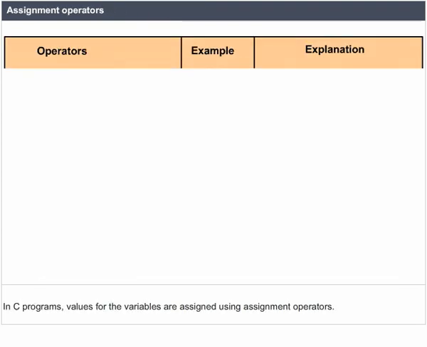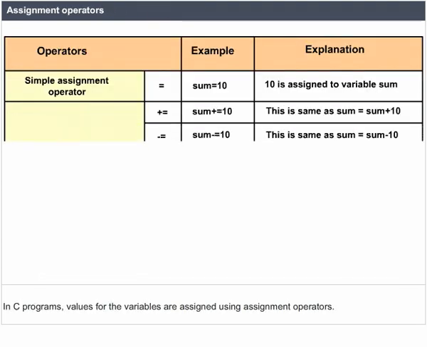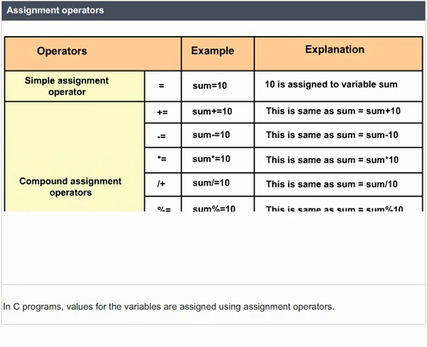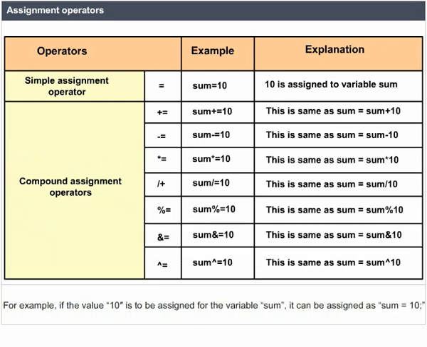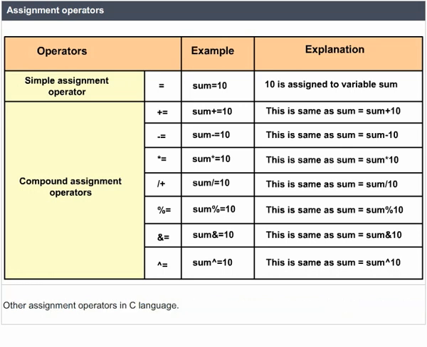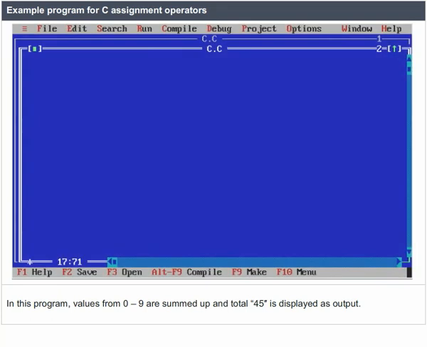Assignment operators. In C programs, values for the variables are assigned using assignment operators. For example, if the value 10 is to be assigned for the variable sum, it can be assigned as "sum = 10;". Other assignment operators in C language. Example program for C assignment operators.